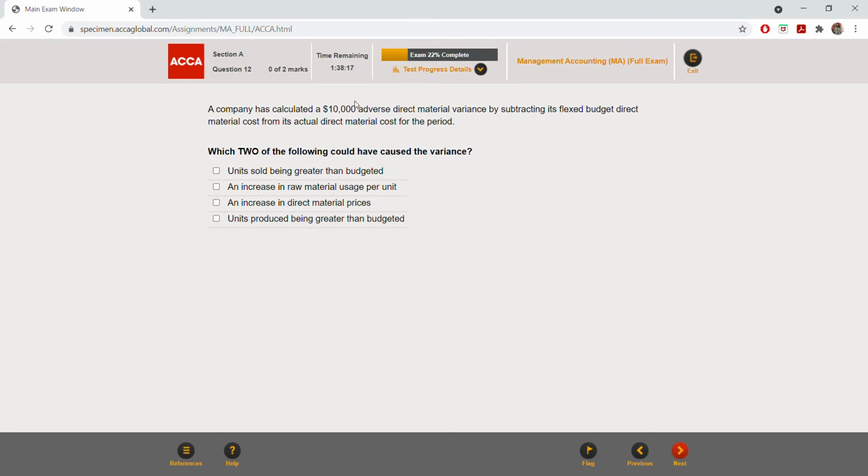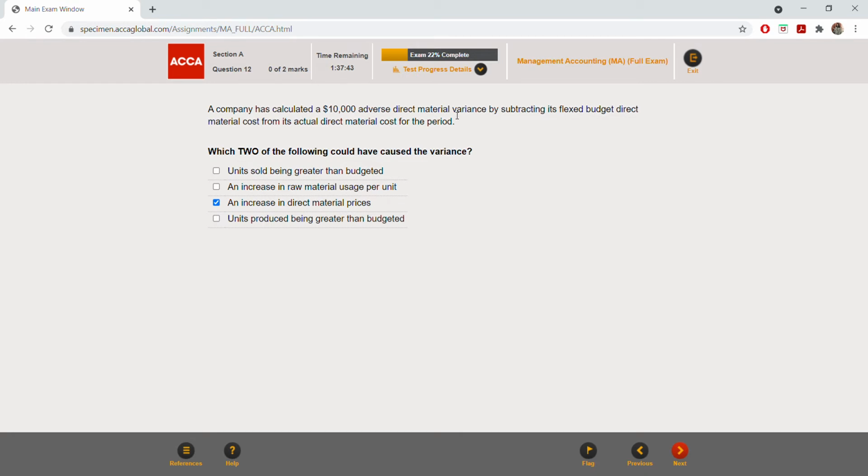You have to think from an adverse point of view. Direct material variance, adverse, what does it mean? It means there is an increase in direct material prices. One of the answers is this. You will not be given any marks until you select both. Both have to be correct for you to get the full mark, otherwise you will get 0. Not even 1, 0. So increase in direct material prices, because when material price increases, this becomes adverse. It's about direct material variance.